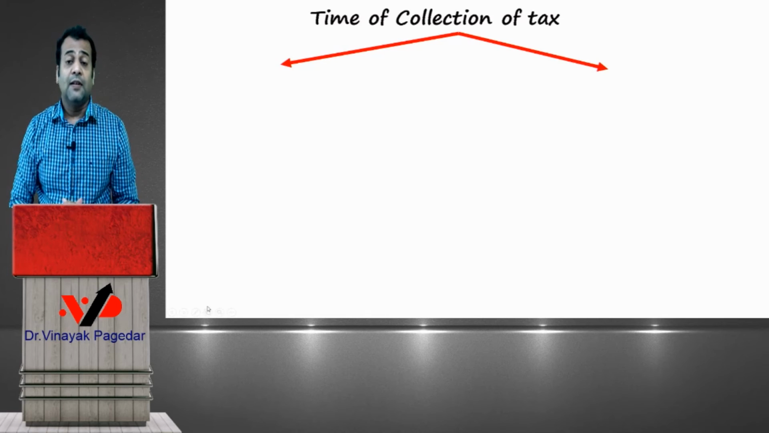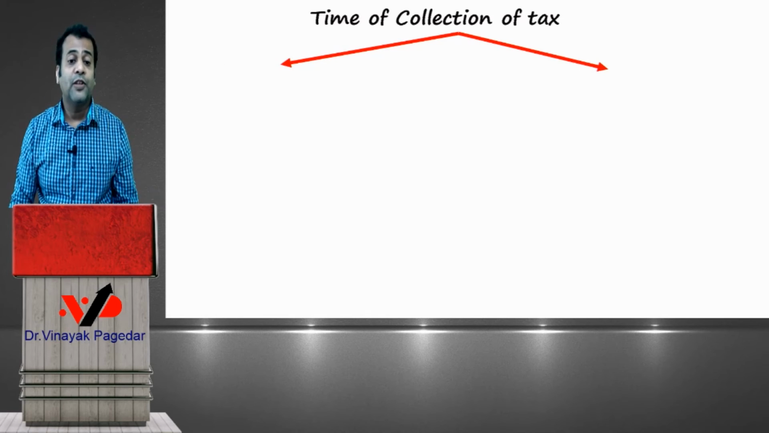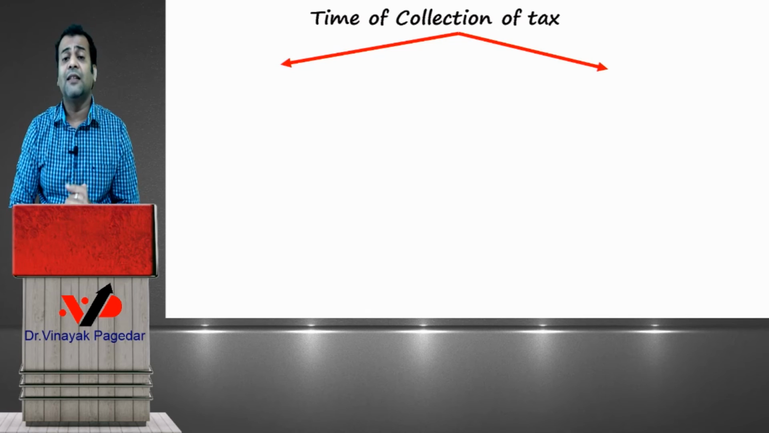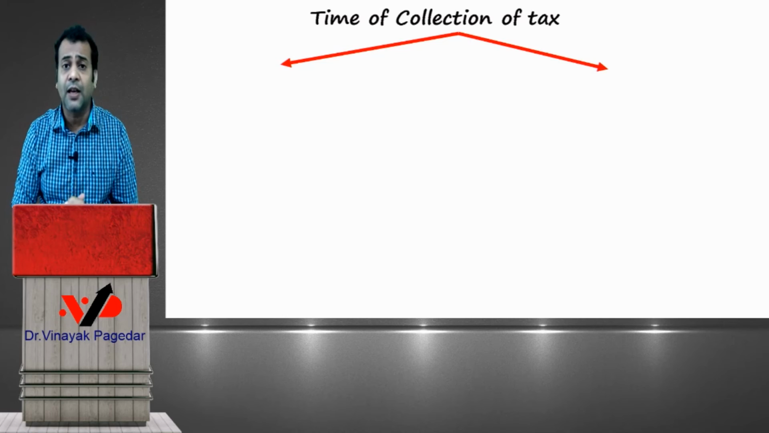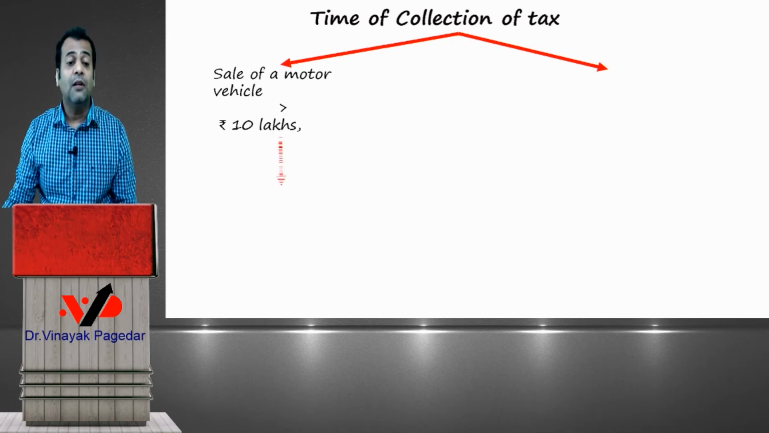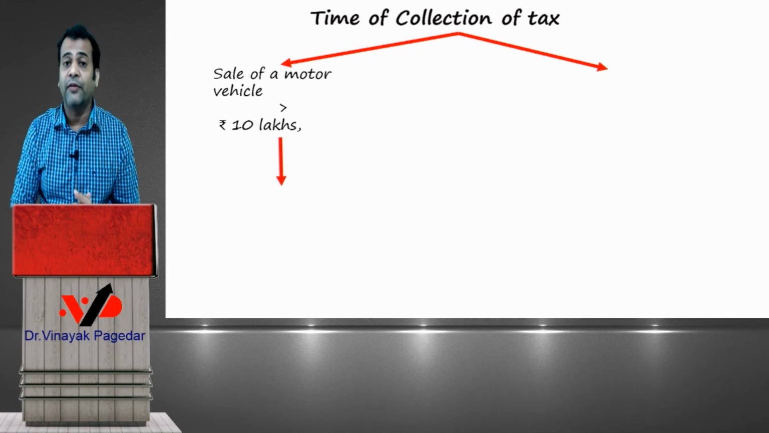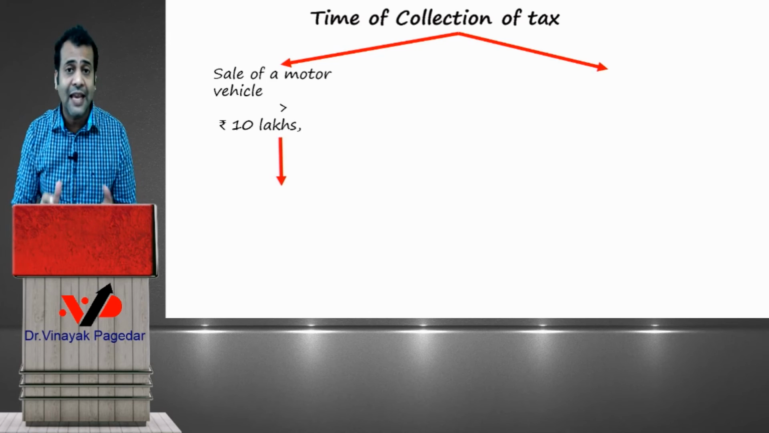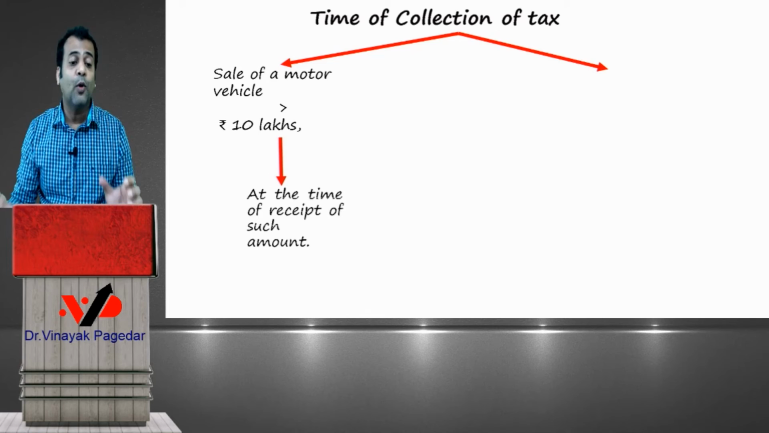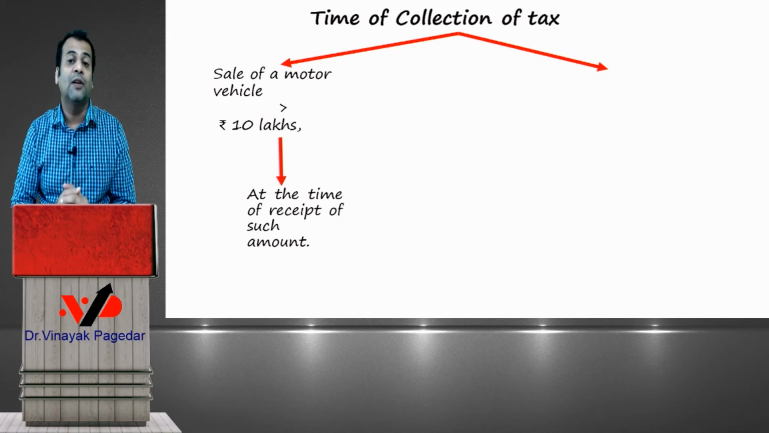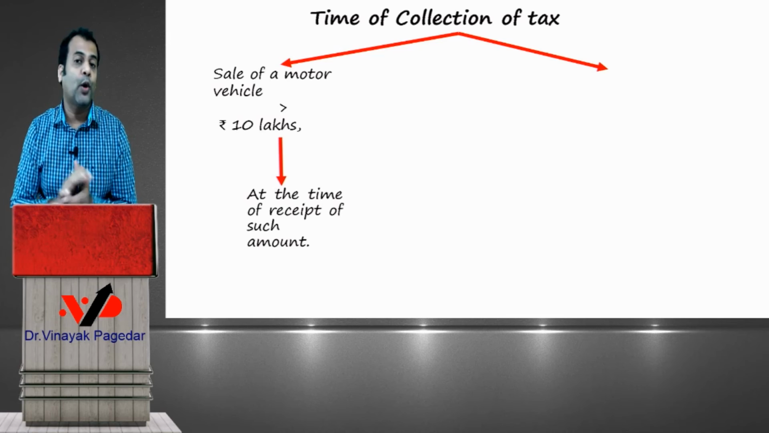Okay, so my friends, now let us go to the procedural provisions. What is exactly the time of collection of tax? When should TCS be collected by the seller from the buyer? Now here, in case of sale of a motor vehicle whose value exceeds 10 lakhs, it is at the time of receipt of the amount. So when he actually receives the amount from the purchaser, at that point he is supposed to collect the 1% TCS.